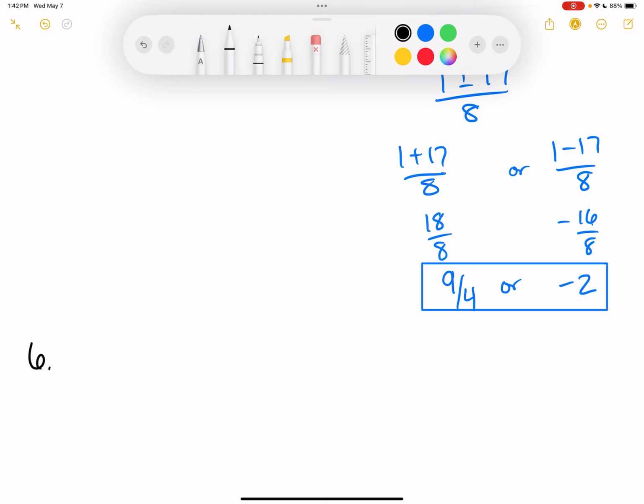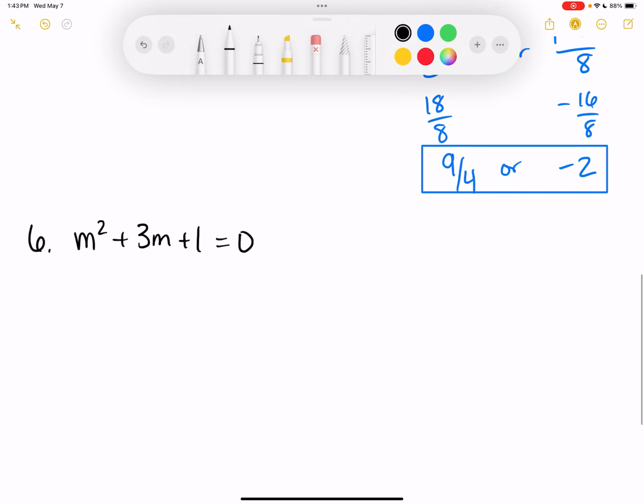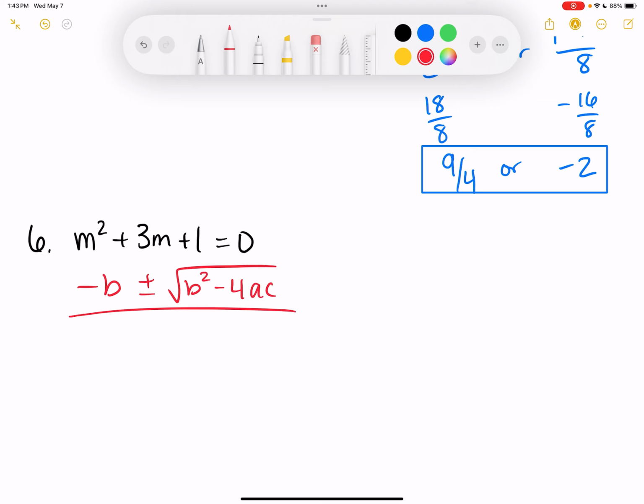6. m squared plus 3m plus 1 equals 0. So, write the formula. Negative b plus or minus the square root of b squared minus 4ac all over 2a. So in this case, a is 1. There's an understood 1 there. b is 3. And c is also 1. Just a different one.